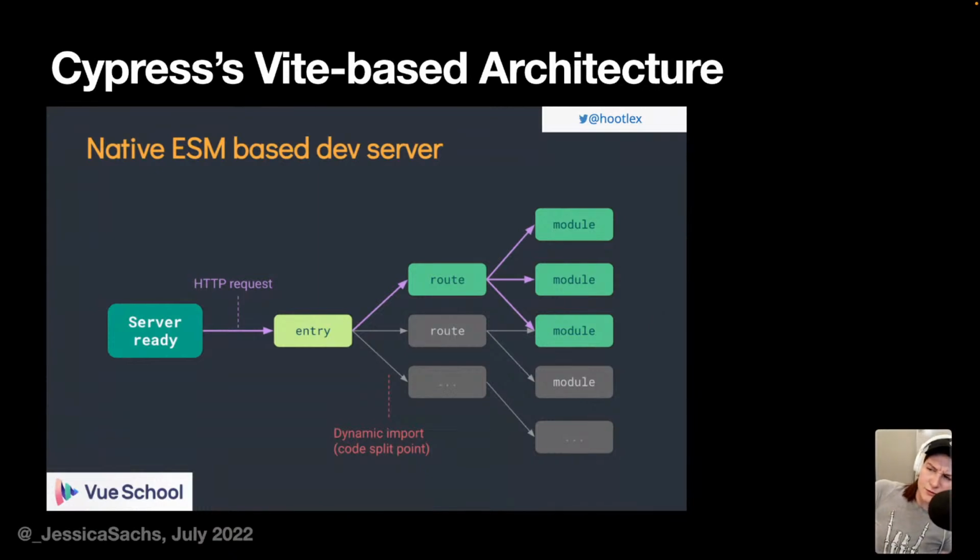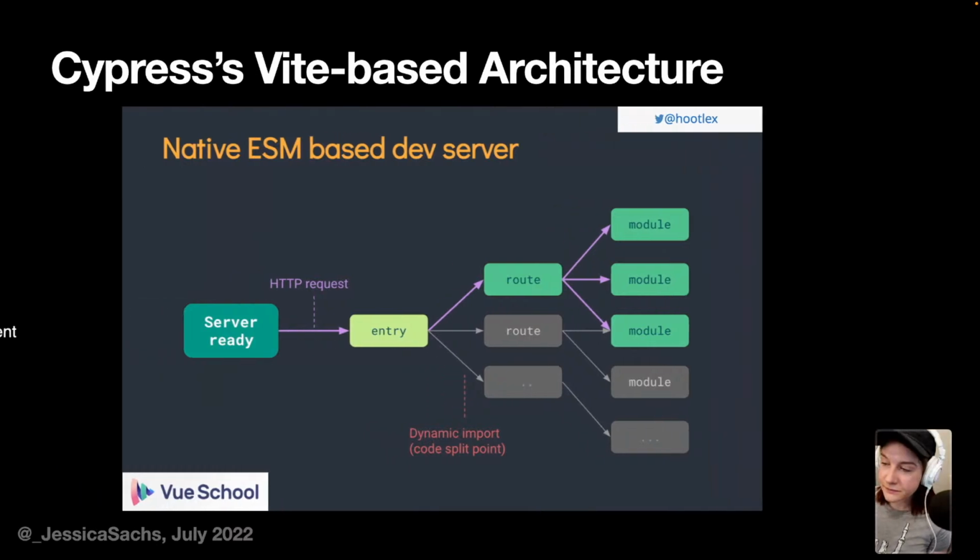So Cypress, how does Cypress work? And how does Vite work? So this is a graphic I stole from Hootlex, who's actually one of the founders of Vue School. But essentially, what you want to get from this is that Vite, when the server's ready, gets a set of entry points and a set of routes. And whenever you request a route, that's like a page, it will fetch all of the dependent modules. And how does that map onto something like Cypress or Vitest or Histoire, that isn't an application, but wants to use Vite's very fast underlying engine?